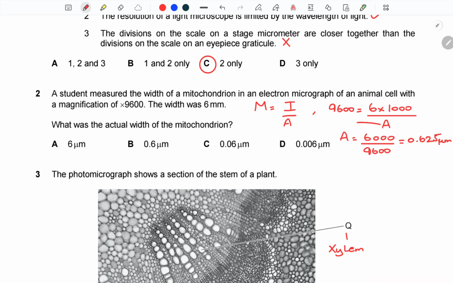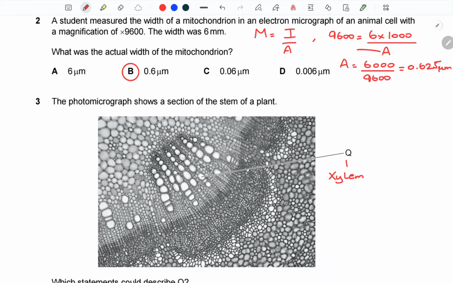Question 2. A student measured the width of a mitochondrion on an electron micrograph of an animal cell. The magnification is given, the width is given, and we need to find the actual width. Since all of these options are in micrometers, we have to multiply this 6 by 1000 to convert it into micrometers and divide by 9600, the magnification, in order to get the actual width of the mitochondrion, which is 0.625 micrometers. The closest answer we're getting is B, 0.6 micrometers.